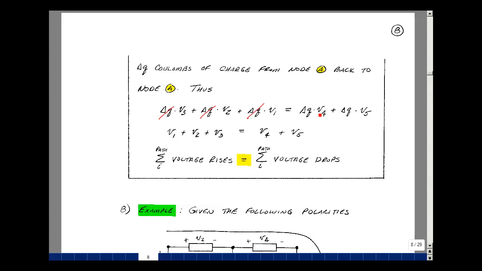So you can divide through by that. What you're left with is that V1 plus V2 plus V3 is equal to V4 plus V5. So the rise in voltages, and we went around in a clockwise fashion, would equal the drops in voltages. Let me do an example to show you how to use Kirchhoff's voltage law.